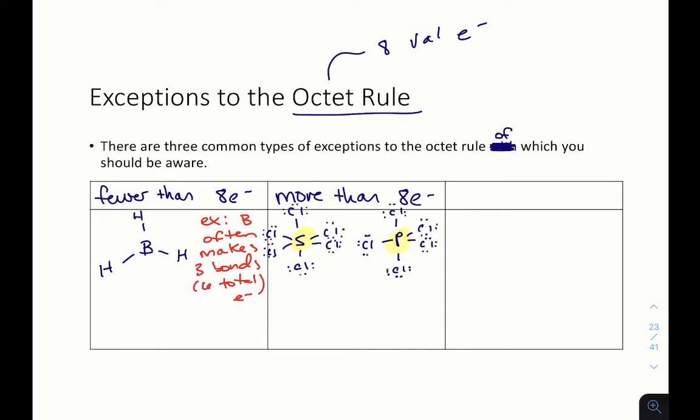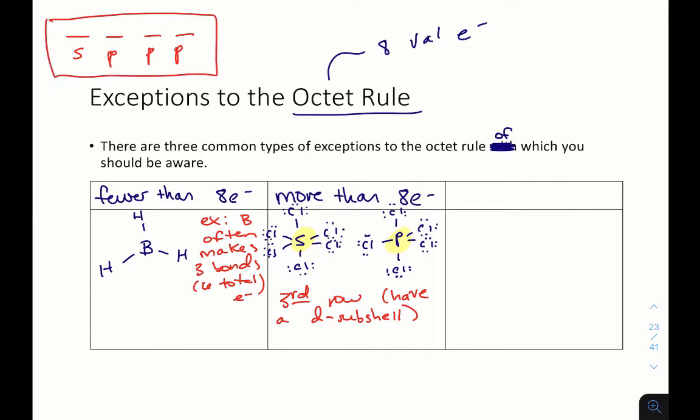Sulfur and phosphorus are in the 3rd row of the periodic table. And that means they have what? They have d orbitals. They have a d subshell. Anything past the 2nd row will have a d subshell. And thus, instead of just having 4 orbitals with which to make bonds, right? The s and the p's, 4 orbitals, 2 electrons per orbital, 8 electrons, octet. They have more orbitals. They have the d orbitals, and so they can make more bonds.